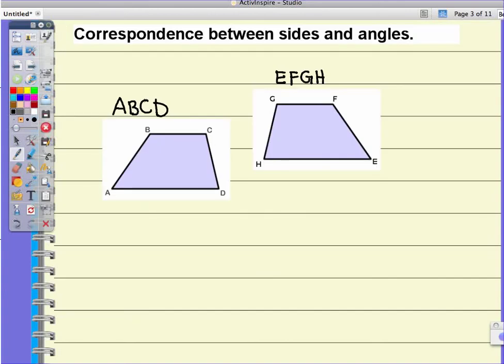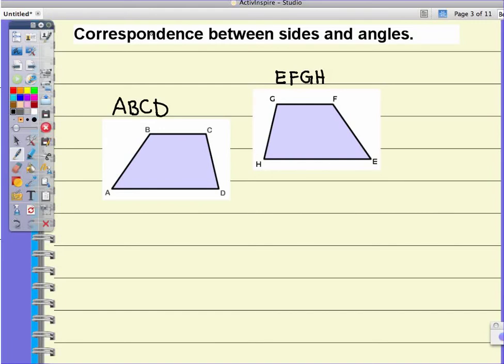Correspondence between sides and angles. So below here, you're going to see 2 trapezoids. We have trapezoid A, B, C, and D. And finally, we have over here trapezoid E, F, G, and H. Now, I do realize that I went in a different order when I named them. That's fine. And I did actually name these in a specific way. And you'll see that in just a second.